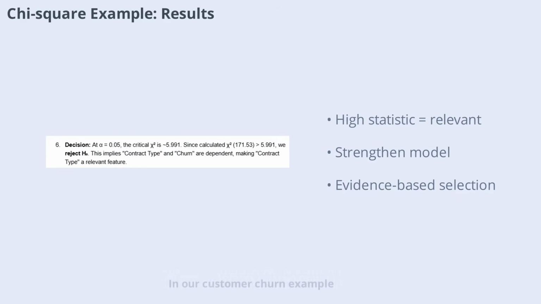In our customer churn example, the calculated chi-square statistic is much higher than the critical value, leading us to reject the null hypothesis. This confirms that contract type and churn are dependent, making contract type a relevant feature for prediction. Such statistical evidence strengthens your model's foundation.